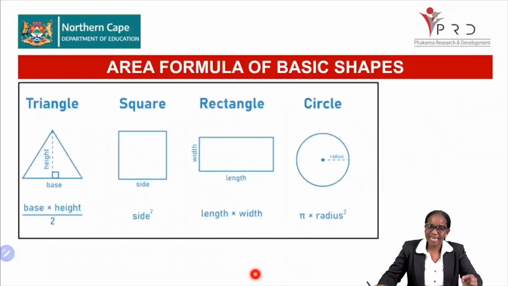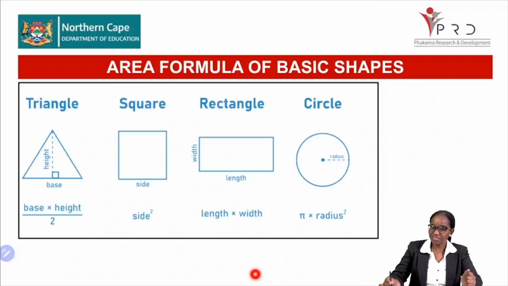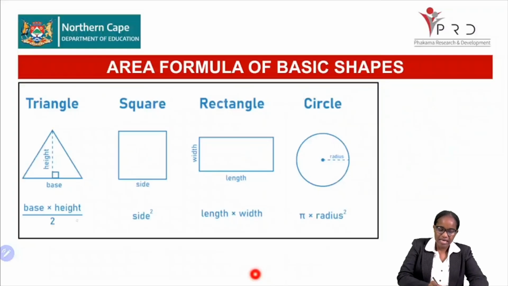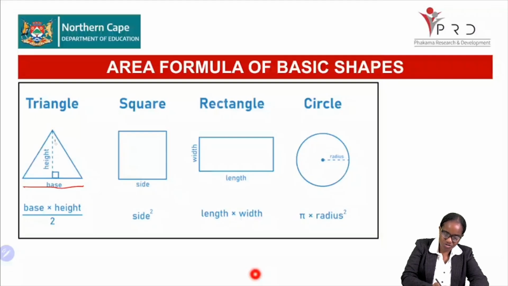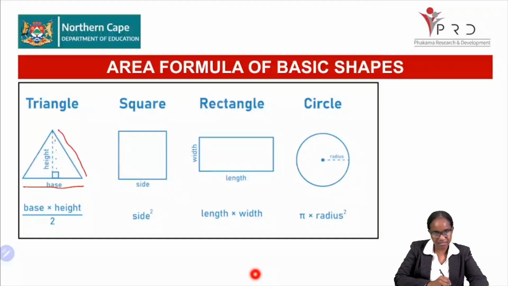Let's move on to the area. The area of the basic shapes. Again, we have our 4 basic shapes that we've learned about since our primary school days. Area of the triangle is half the base times your perpendicular height. Not this side, it should be the perpendicular height. I cannot take this side and say it is my height. The height is the perpendicular distance. So your height is the distance that is perpendicular to the base.